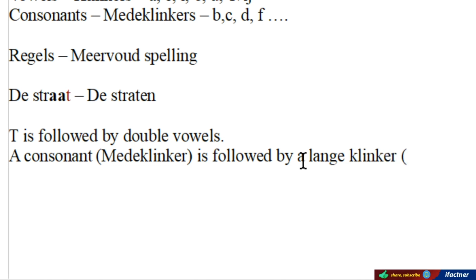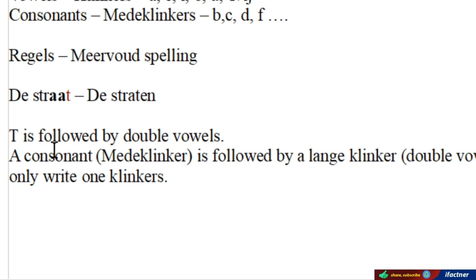A long klinker is double vowels. For example, in this case we have got double A. Then in the meervoud, that is in the plural form, we only write one klinker. So straat becomes straten because t is followed by two klinkers. That is, a Medeklinker is followed by a long klinker, double vowels. Then in the meervoud, we only write one klinker.